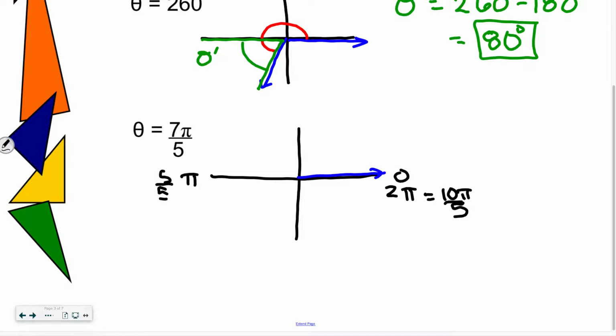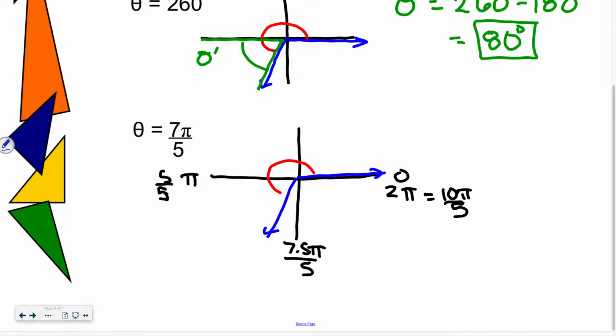So we know it's somewhere in quadrant 3 or quadrant 4. To decide its location, what's exactly in between the numerators, 5 and 10? 7.5 pi over 5. So where will 7 pi fifths be? Quadrant 3. Similar story, right? It's almost that quadrantal angle. So it's somewhere in quadrant 3 again.